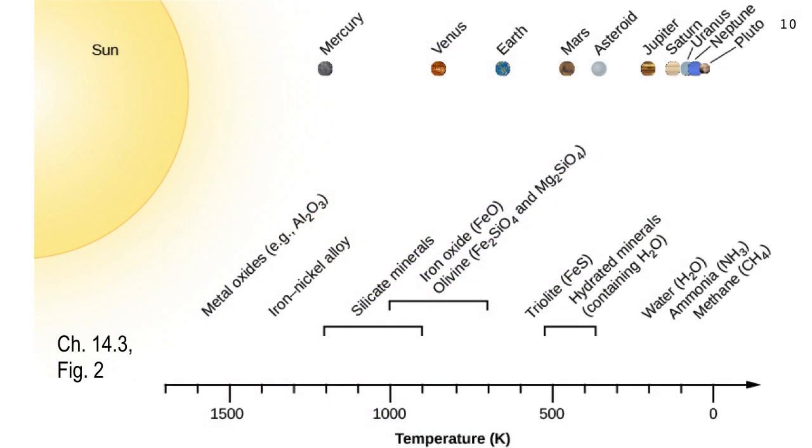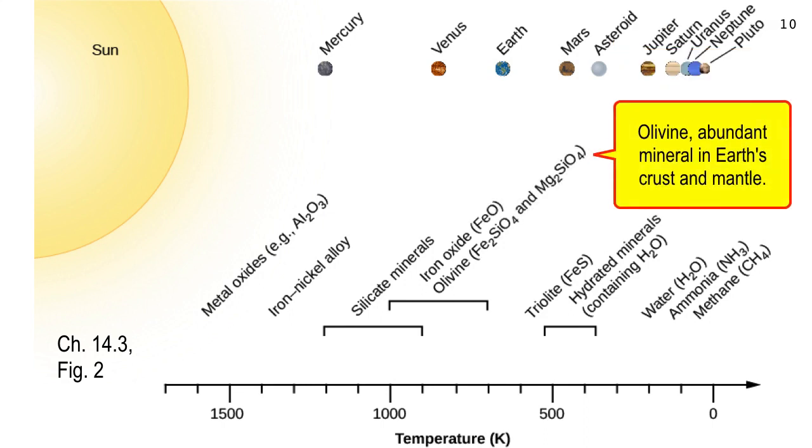Now, here's a little rundown of the solar system. This is from chapter 14.3. And it lists a bunch of different minerals that we know are on different planets. For instance, olivine is hugely abundant in Earth's crust and mantle. It's a big part of the crust and the mantle of the Earth. And we could see that on other planets, like Mars and stuff like that.